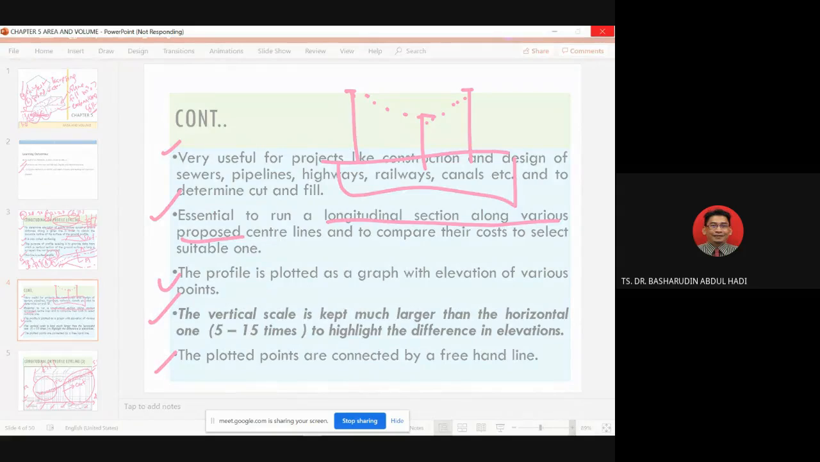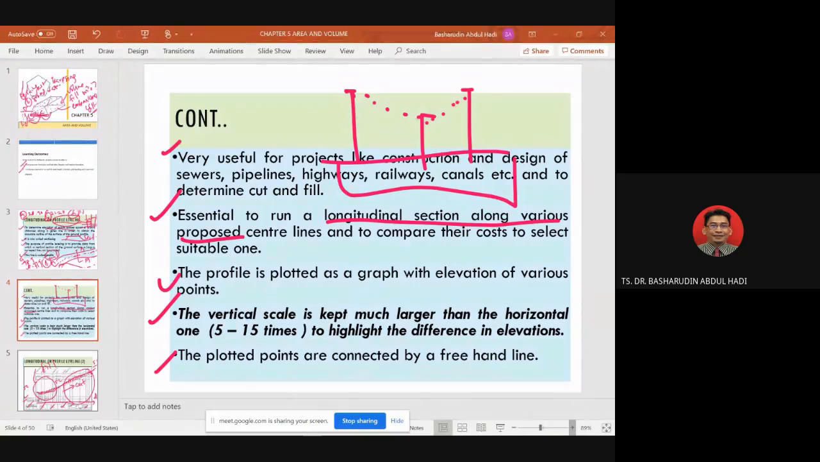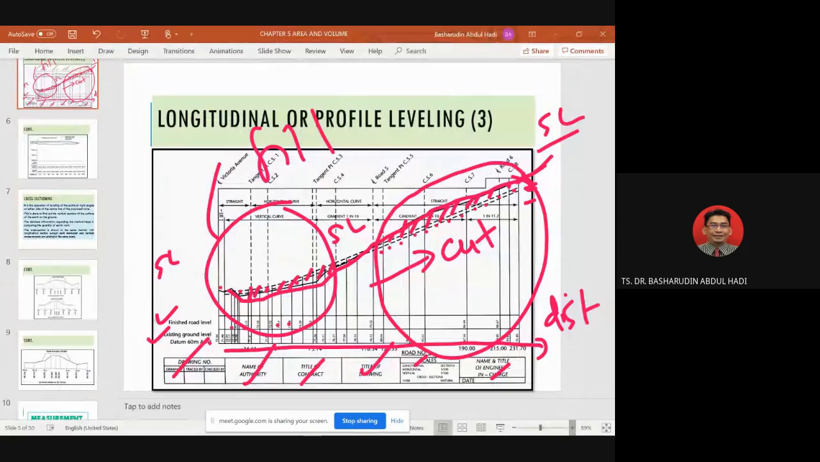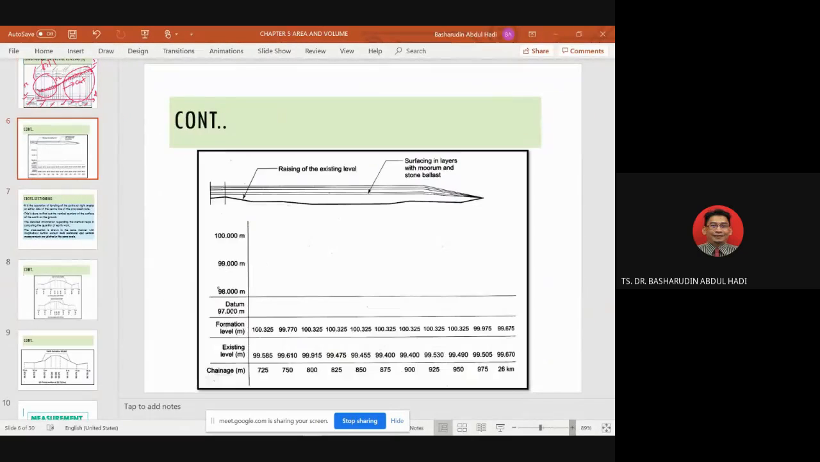Okay, number 5. So slide number 4, I think you understand. I continue about the drawing. Actually, it's one drawing, so we continue. Here you can see the formation level, and this one is the existing level. You can see the existing is 99 and the formation is 100. Okay, this one existing.